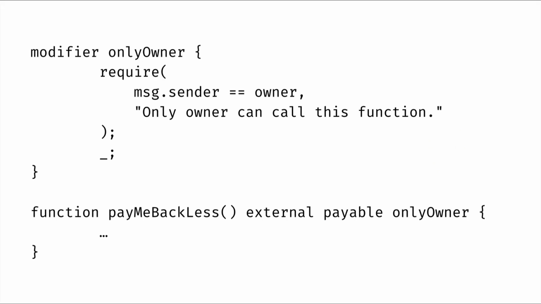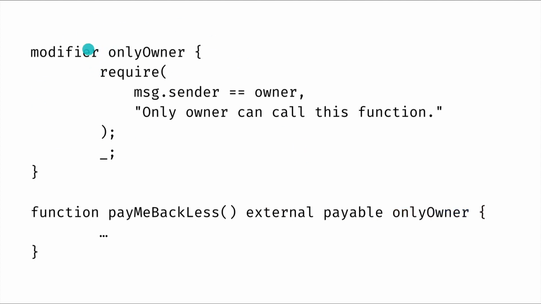Okay, so this is really explained the best way just by an example. Take a look at this. Can you guess what the code here is doing? It's almost self-explanatory, right? We added a single word, onlyOwner, to our previous payMeBackLess function. And what is onlyOwner?